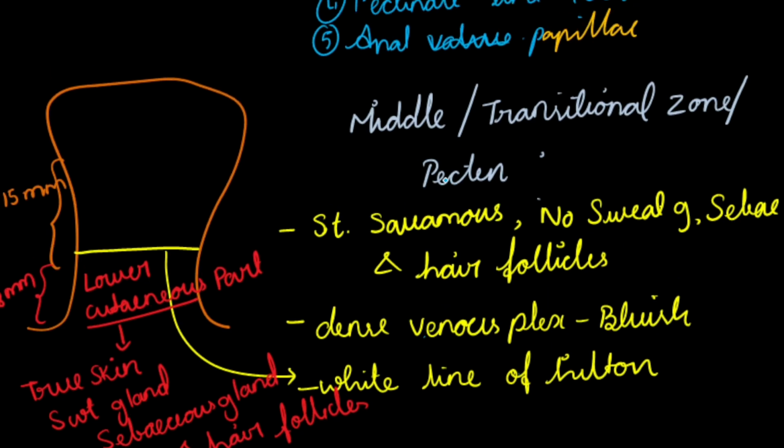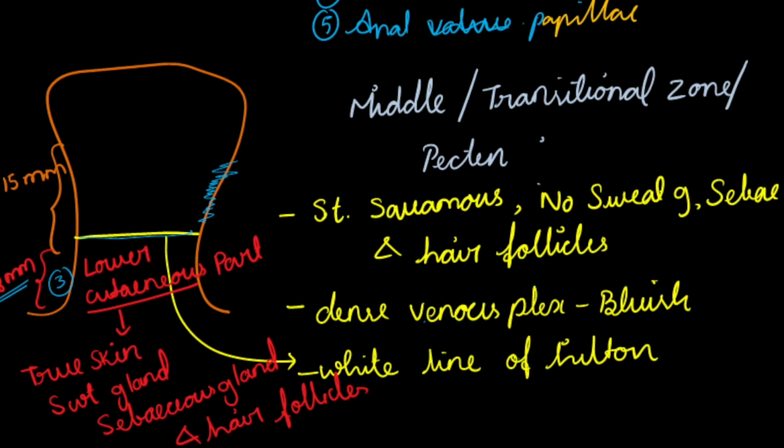Comes the middle part, which is also called the transitional zone or pecten. It is lined by stratified squamous epithelium, and there will be no sweat gland, sebaceous gland or hair follicle. In the mucous membrane of the middle part, we have a dense venous plexus, so it appears blue in color. And the lower limit of the pecten is marked by the white line of Hilton, you can see here. And then comes the third part of the anal canal, that is the lower cutaneous part, which is 8 millimeter in length, and the lining resembles exactly a true skin, which will have sweat glands, sebaceous glands and hair follicles.